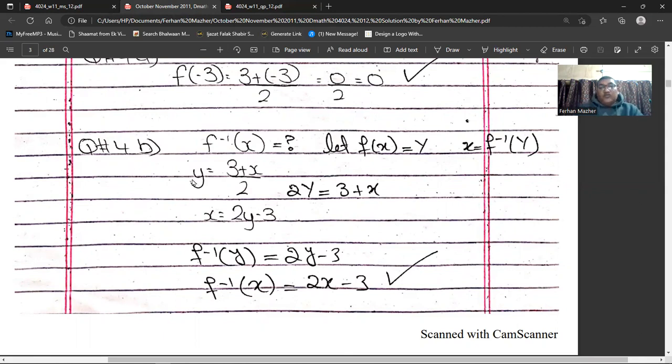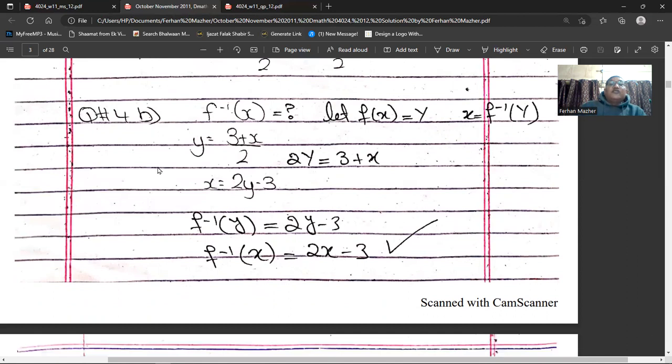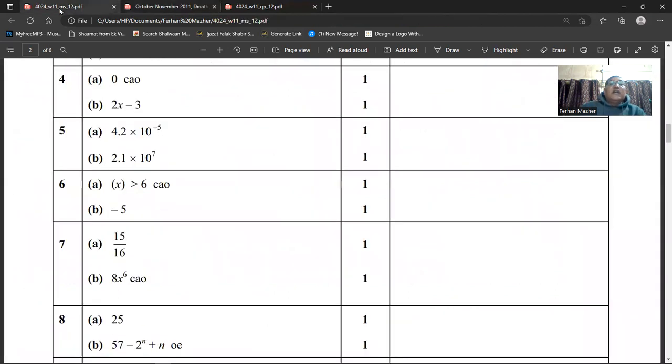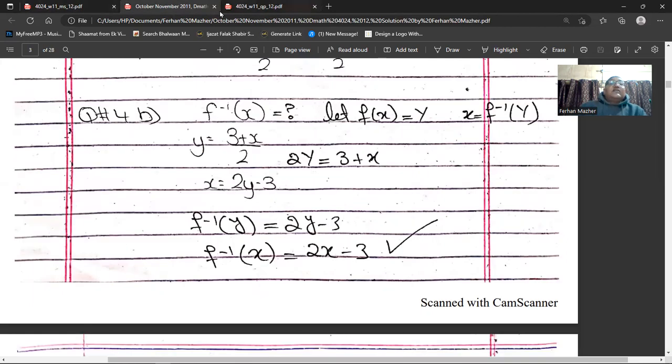So 2y is equal to 3 plus x. So x will be equal to 2y minus 3. In the place of x, I will put this value, which is f inverse of y is equal to 2y minus 3. So then I will change the variable. So f inverse of x will be equal to 2x minus 3. So that is question number 4, and its B part. This is how you will find the inverse. 2x minus 3 is the right answer, sir.